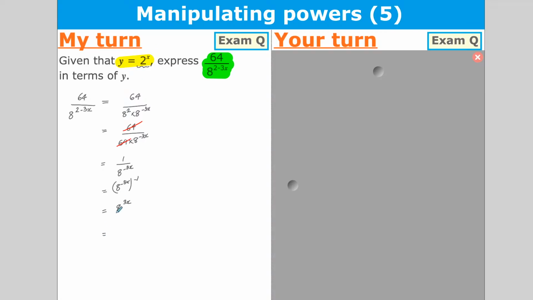Yes. Let's now convert this 8 into a power of 2. 8 can be written as 2 cubed. Right? So replace that 8 with 2 cubed instead. But do not forget, whatever you do, you've still got your 3x there.